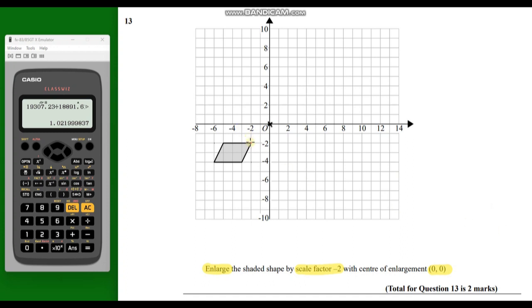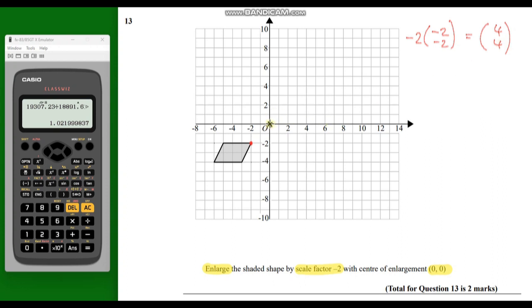But first of all, if we pick a point on our shape, notice what we have done to go from our centre of enlargement to this point. Where have we moved? Well, we've moved 2 to the left. So I'm going to write this as a vector. We've moved 2 to the left, so that would be -2. And we've moved down 2, so that would also be -2. And because we're enlarging by a scale factor of -2, we can just multiply that by -2 to give us our new vector. So -2 times -2 is 4. -2 times -2 is 4. So now we're going to go across 4 and up 4.